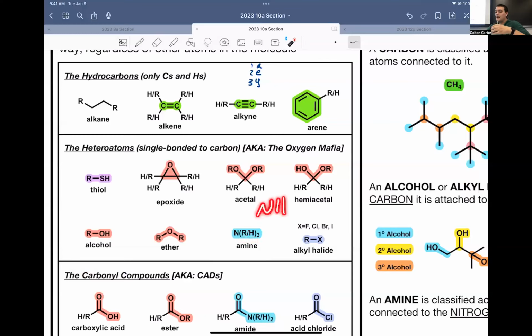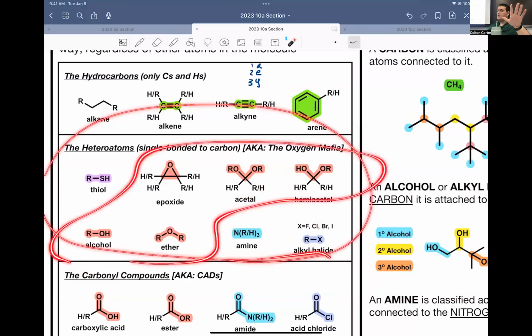So it could be an NH2 attached to carbon stuff, or it could be nitrogen with some carbon stuff and a hydrogen, or it could be nitrogen attached to all carbon stuff. All of these are amines. Then if you have a halogen on something, we call it an alkyl halide. So this is kind of the extended family, the oxygen mafia. Questions on her?